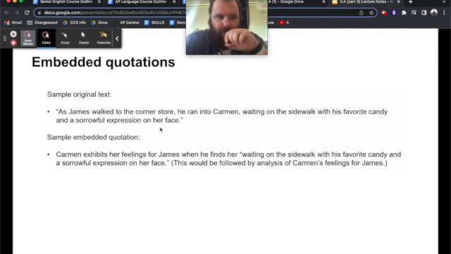So again, the big no-no is in your essay, you're not taking a quote and letting it just sit on its own. Even if it's something as simple as the author writes, quote, James walked to the corner store, he ran into Carmen, you could do it that way. But this is even better. This introduces the idea in your own words.